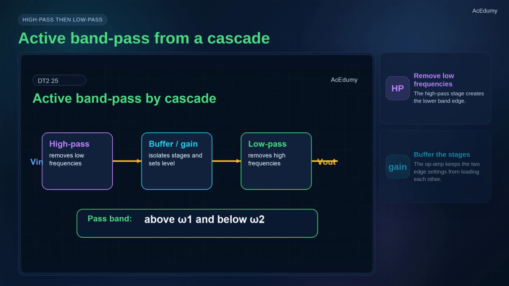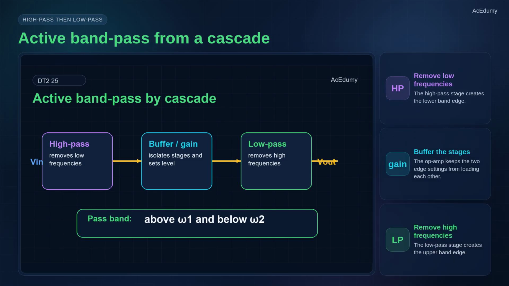The simplest active bandpass idea is a cascade. First, use a high-pass stage to remove low frequencies. Then use a low-pass stage to remove high frequencies. Because the stages are active and buffered, the second stage does not strongly disturb the first stage. The useful band is the overlap between them.